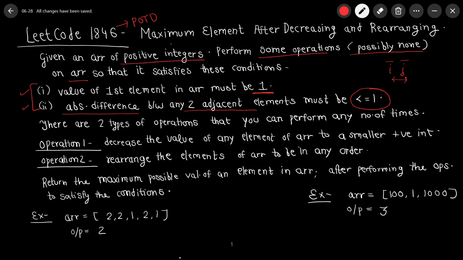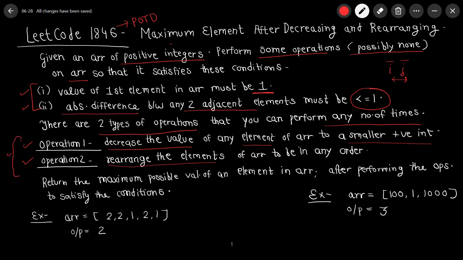So also there are two types of operations that we can perform any number of times. Our first operation is to decrease the value of any element of the array to a smaller positive integer. So in one operation, we can decrease the value of any element and make it a smaller positive integer. And in operation 2, we can rearrange the elements in whatever way we want. So these are the two operations available.